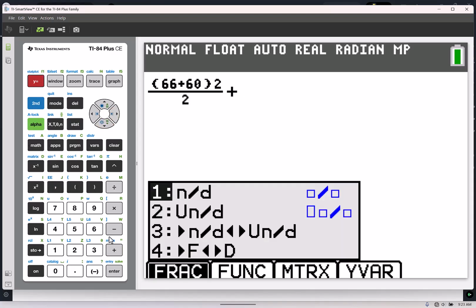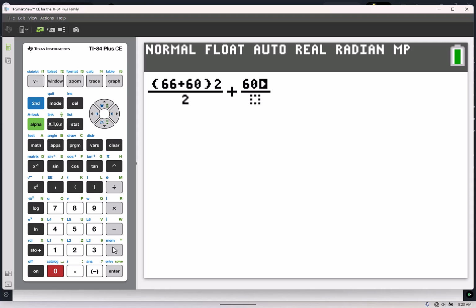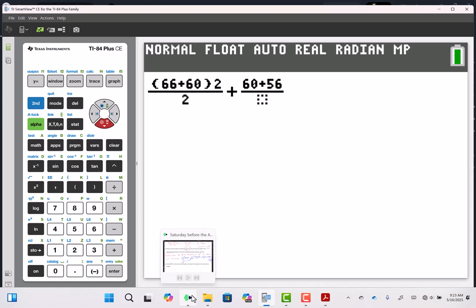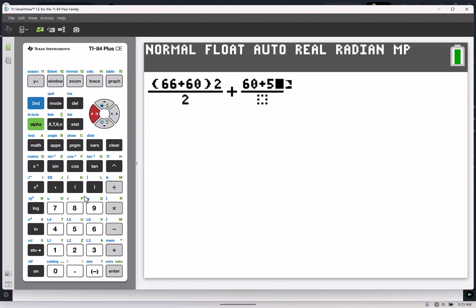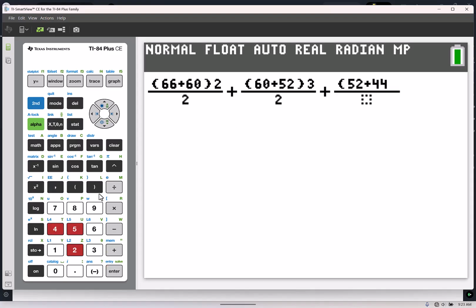Plus, what's the other fraction? 60 plus 56 times what? Divided by 2 again? Is it 56 or 52? I heard 56, but 52 times 3. And since I didn't put parentheses, I guess I could have just put them on the outside. Second, insert parenthesis times 3. There it is, divided by 2. All right, what's the next one? 52. I know the first one there because I can see it from there. Plus 44, and then times what?